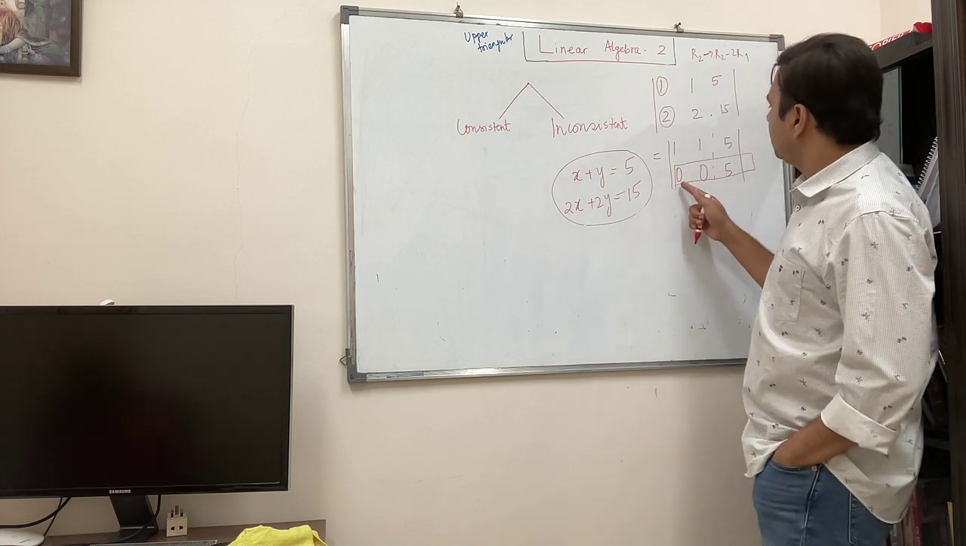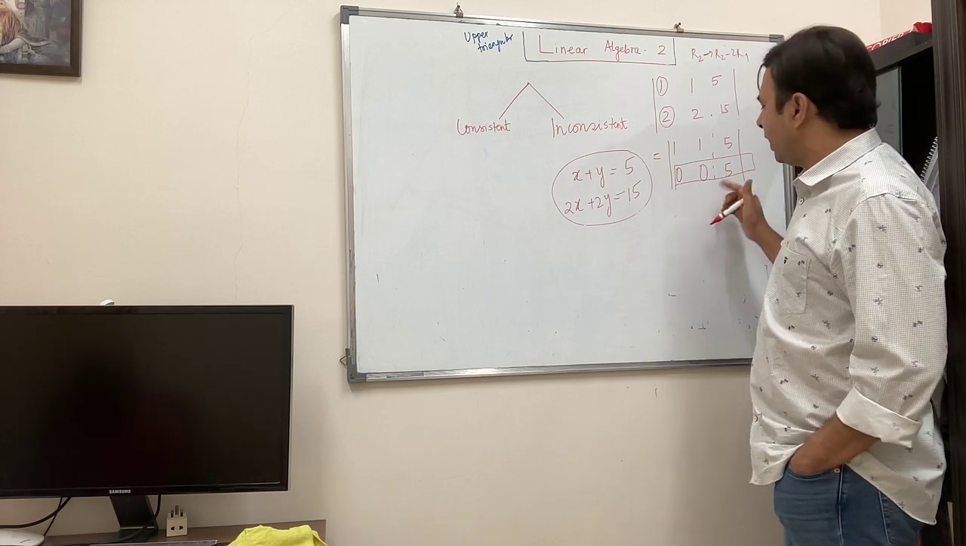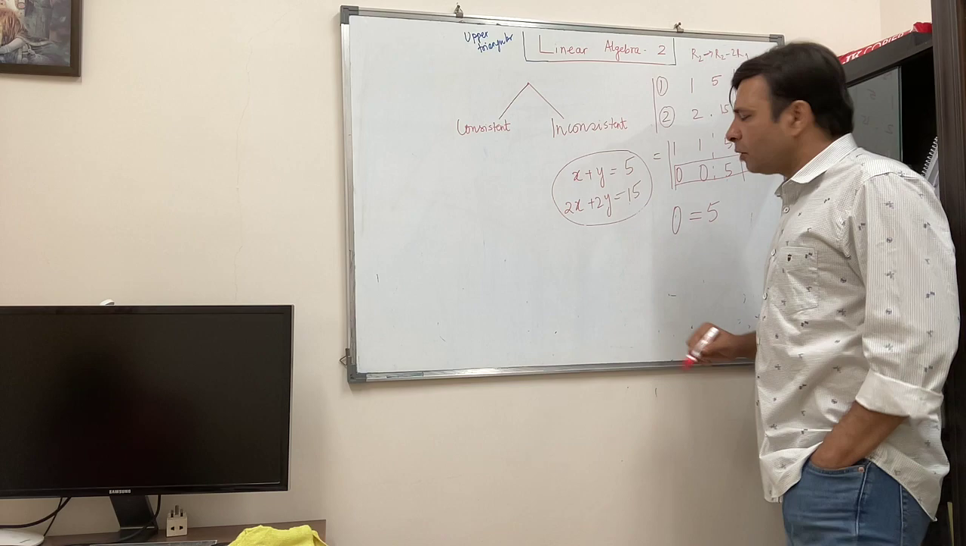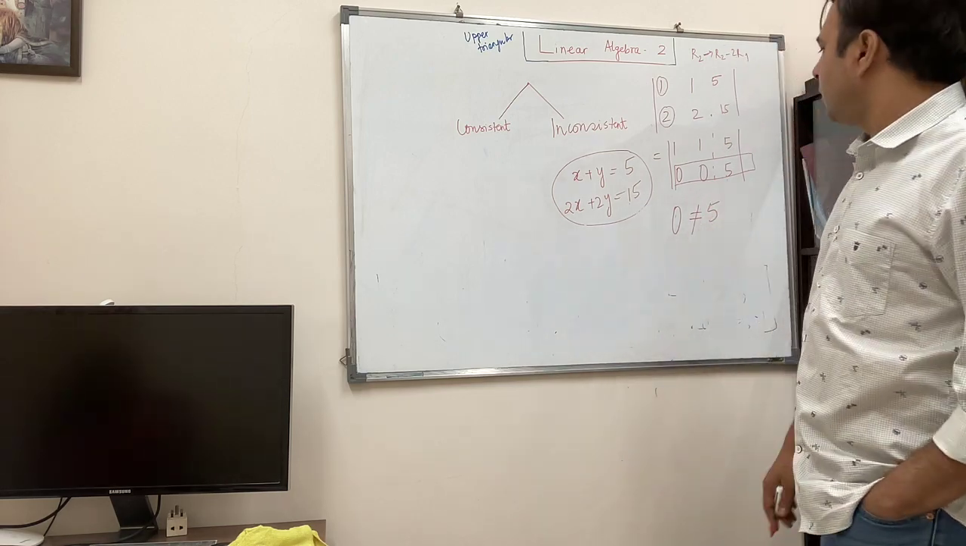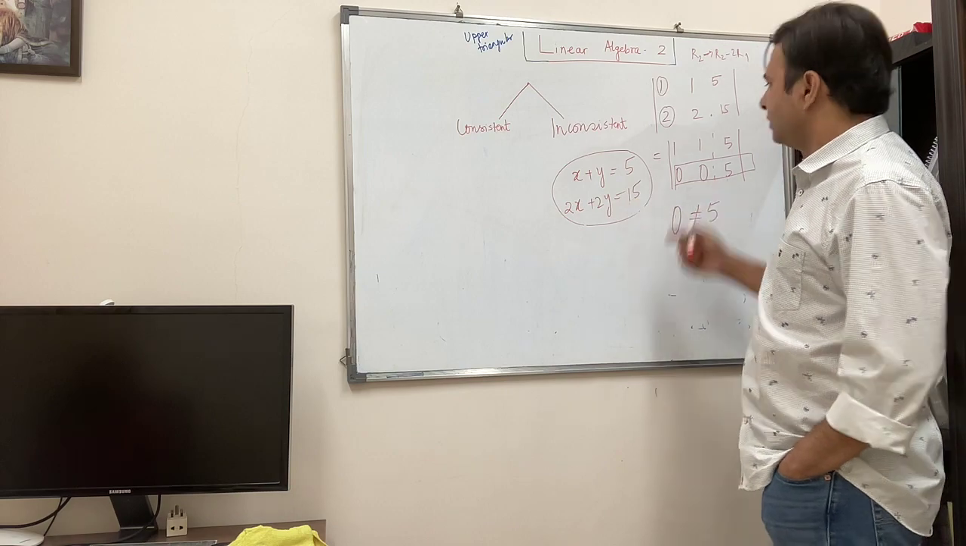It is telling me 0 times x plus 0 times y is equal to 5, or basically it is telling me 0 is equal to 5. This is not possible. So the set of equations that are given to you are inconsistent.